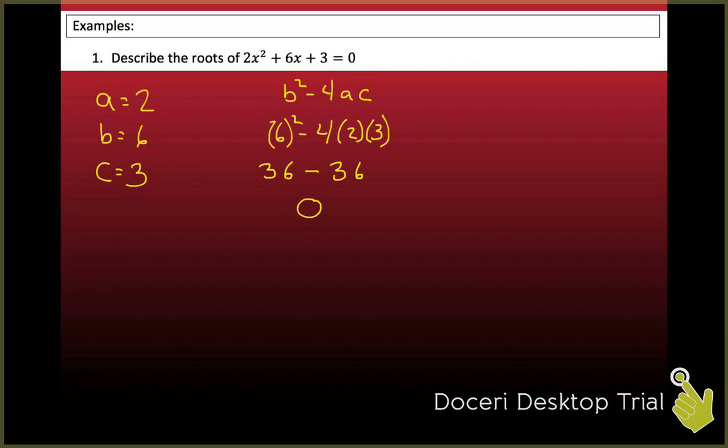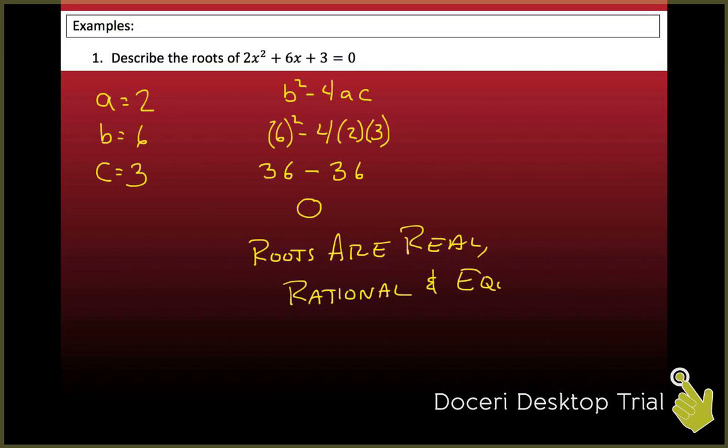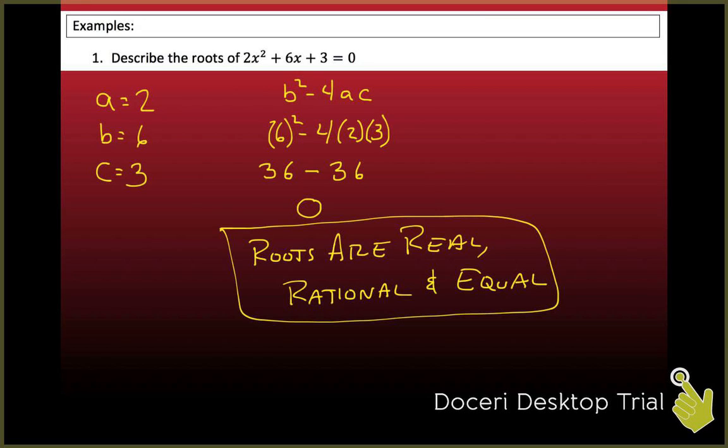We need to know, what does that mean? If the discriminant is 0, it means our roots are real, rational, and equal. Real, rational, and equal. So that is what your answer would be. Doesn't matter what they are exactly. They didn't ask. They just said up here, they just want you to describe the roots. Tell me what they're going to be like.